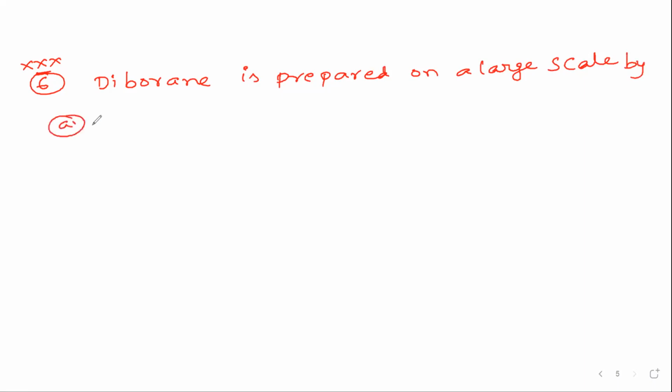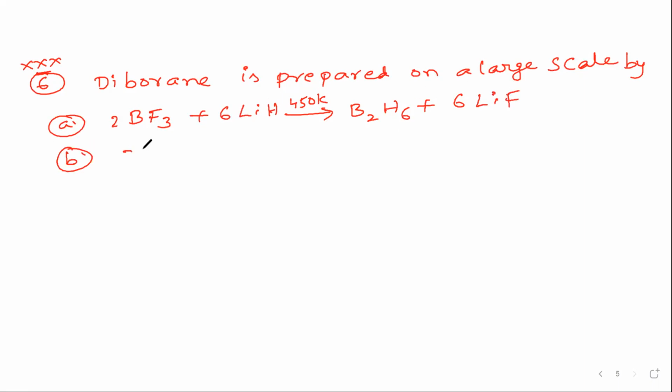Option A, the reaction between BF3 and LiH, that is 2BF3 plus 6LiH at 450 kelvins, forms B2H6 plus 6 molecules of lithium fluoride. Option B, 2 moles of BCl3 plus 6LiH at the same temperature forms B2H6 plus 6 moles of LiCl, lithium chloride.